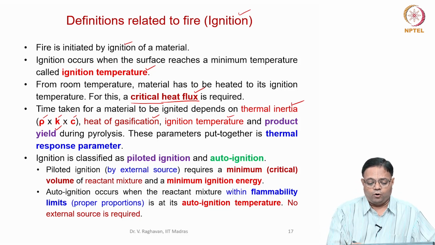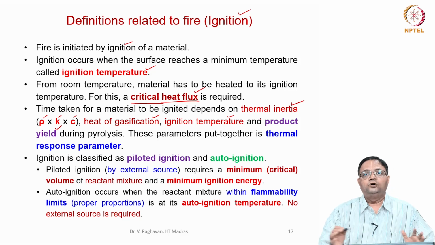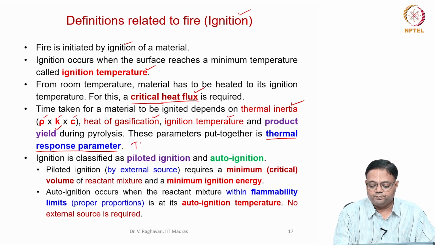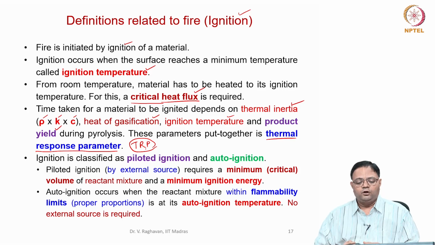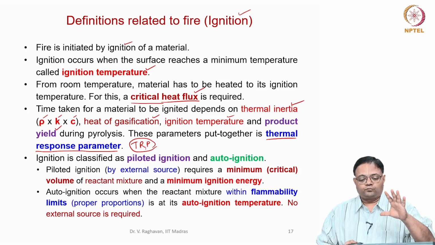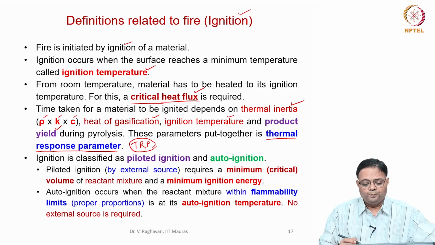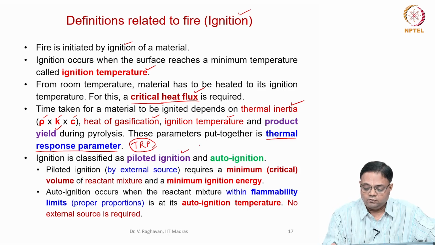Okay. So now please understand that thermal inertia, heat of gasification, ignition temperature and product yield, these together contribute to what is called thermal response parameter, TRP, thermal response parameter. So there are standard test procedures to determine it. We will come to that later. Okay. Now, ignition depends on the property of the material, time of ignition, ignition delay, whatever you call. Now, ignition can be classified as piloted or auto.